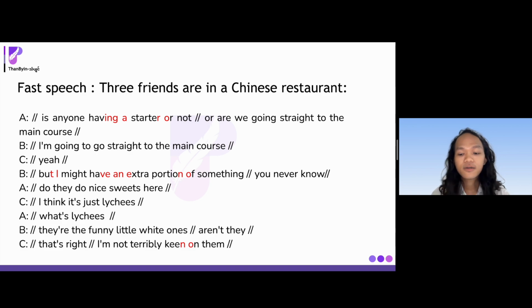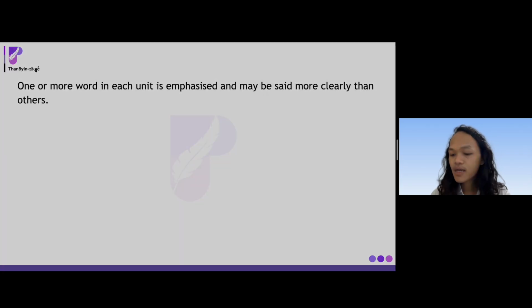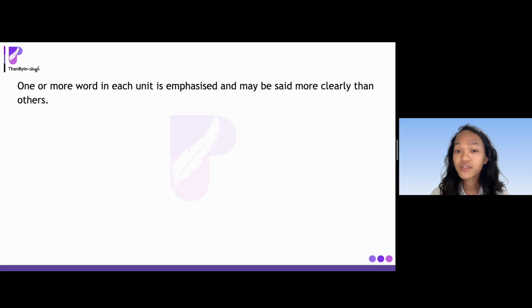Okay, so right now we're going to focus on the most important key tip here. Because words within units are run together, sometimes it is quite difficult to understand them. However, one or more words in each unit are emphasized, and maybe said more clearly than others.